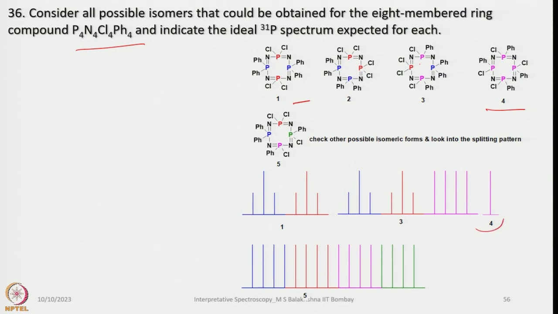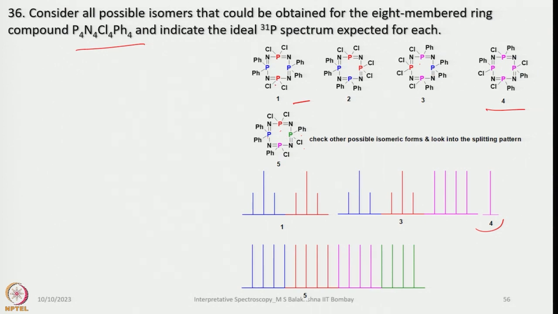And now the last isomer possible is something like this. We have a diphenyl phosphorus here, and opposite to that one we have phenyl chlorine. And here, of course, the 8-membered ring, you should remember, is not planar, it is a little bit puckered. Only the 6-membered ring cyclotriphosphazene is planar. And in this case, all 4 phosphorus atoms are unique, all different, all chemically and magnetically very different.